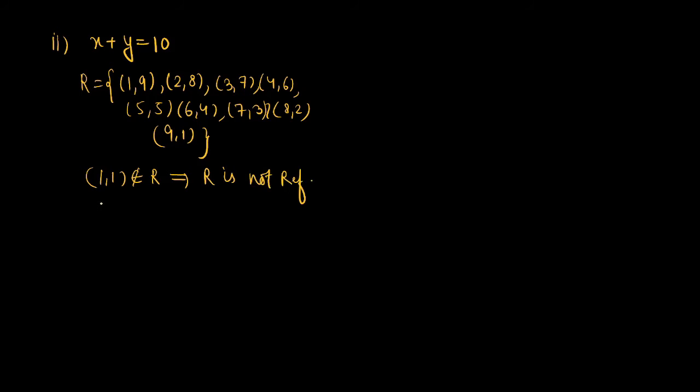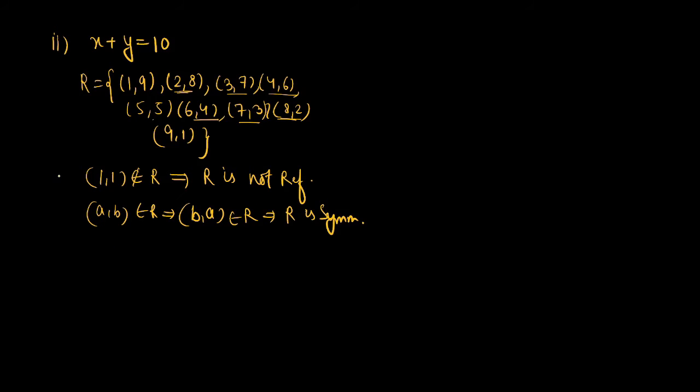Here (1, 9) belongs to R, so (9, 1) is also there. If (2, 8) is there, so (8, 2) is also there. For (3, 7), (7, 3); (4, 6), (6, 4); (5, 5), (5, 5). So all the reverse ordered pairs are there. For (a, b) belongs to R, this implies (b, a) also belongs to R. So this implies R is symmetric.